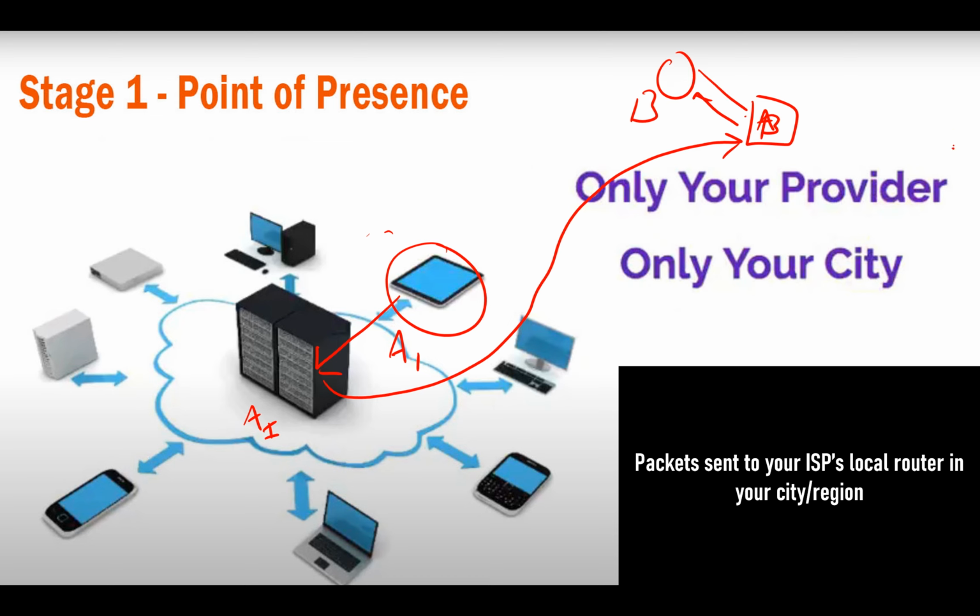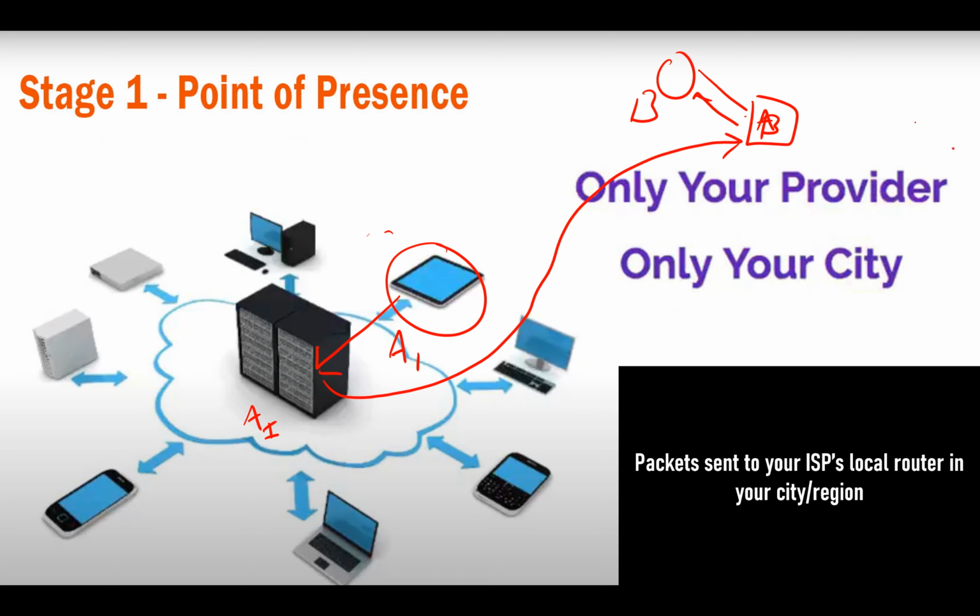Let's call it A again. The reason I'm saying A is because we're saying this is the same company. So this router is owned by the same company that owns this router. If they're owned by the same company, then they can just directly communicate. That's going to be quite simple. And here we say packets are sent to your local ISP's router, just in your city or region.